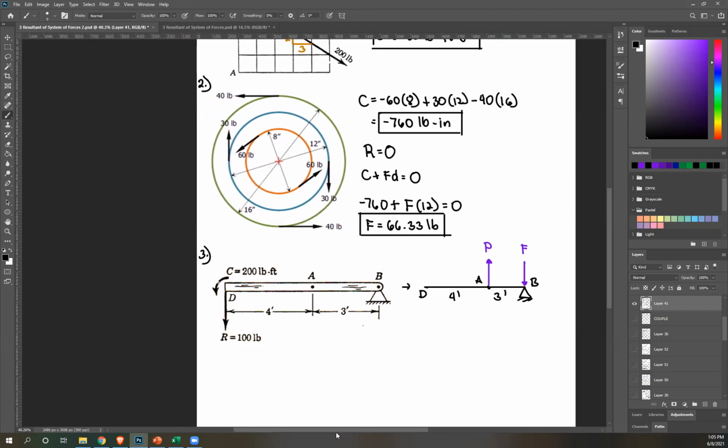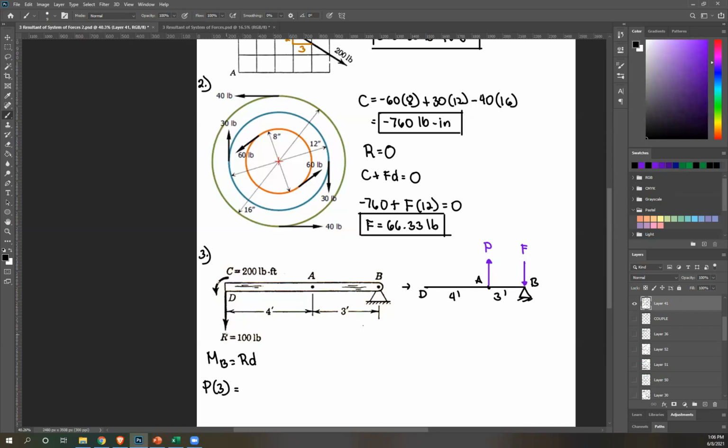Okay? And I'm gonna take moment about B because F directly passes through B, meaning that's gonna cancel out. So the only unknown left is P. Right, so let's do that. Moment at B equals RD. Okay. So let's use P first. Rotate P about B. Oh, sorry, that's clockwise. So that's P times distance 3 feet. Okay, that's all the forces for this system equals your resultant.